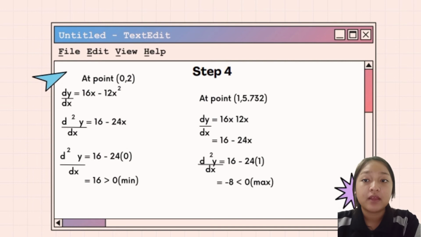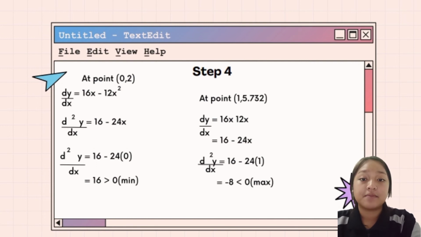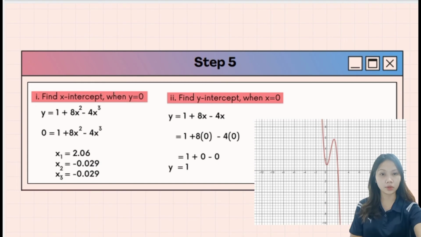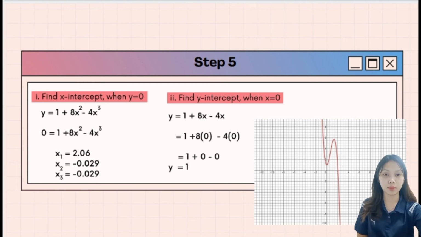5.732. First, dy over dx equal 60x minus 12x squared equal 60 minus 24x. D square y over dx equal 60 minus 24 in bracket 1 equal minus x smaller than 0 in bracket max. Alright, thank you, Claudia. Next is step 5.